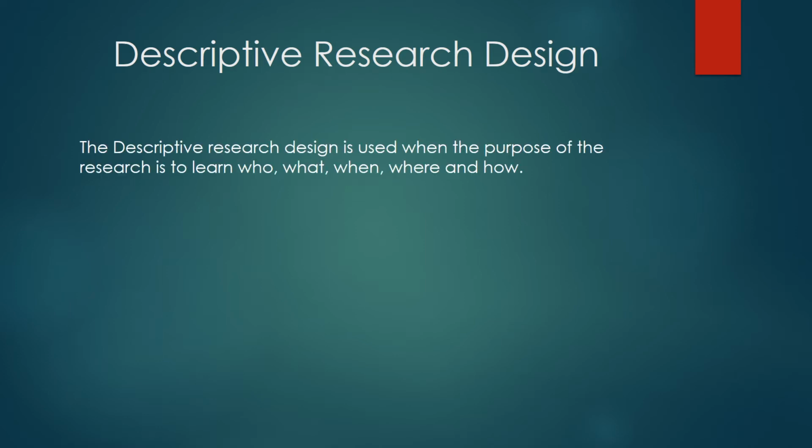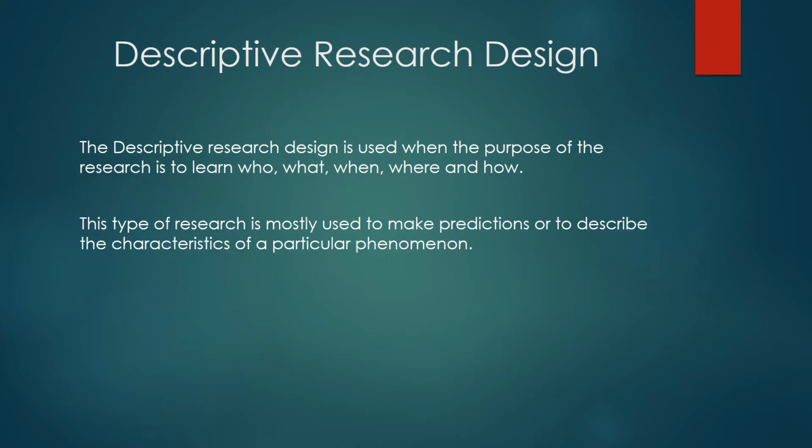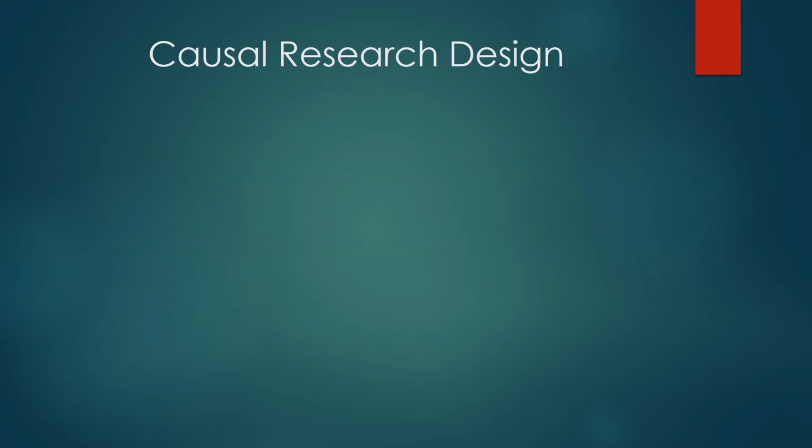Descriptive research design. The descriptive research design is used when the purpose of the research is to learn who, what, when, where, and how. This type of research is mostly used to make predictions or to describe the characteristics of a particular phenomena.